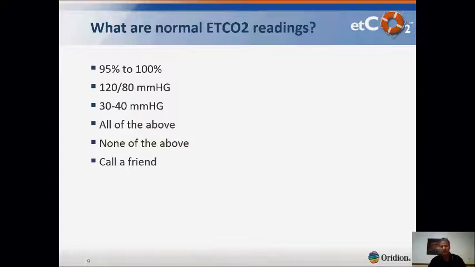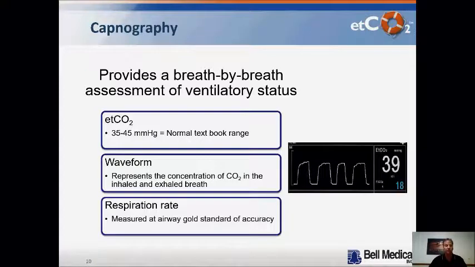What are normal readings of end tidal CO2? I'll let you look at those for a second, but I'll give you the answer. The answer is 30 to 40 millimeters of mercury. So we measure CO2 in millimeters of mercury. And basically, if I have a high CO2, I would be not ventilating enough. If I have a low CO2 number, I may be hyperventilating or ventilating too much. So capnography basically provides a breath-by-breath assessment of a patient's ventilatory status. So once again, the readings can be anywhere in the 30s, and that's kind of the textbook range.